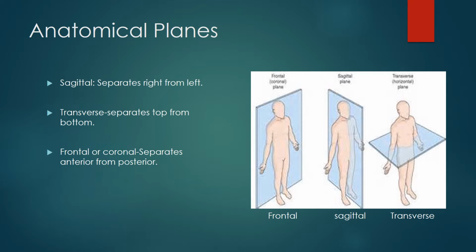Anatomical planes. Sagittal separates right from left. So in the picture, it has a separation of your right side from your left side. Transverse separates top from bottom. So in the picture, it has a separation from your top to your bottom. Frontal or coronal separates anterior from posterior. So it separates your front from your back.